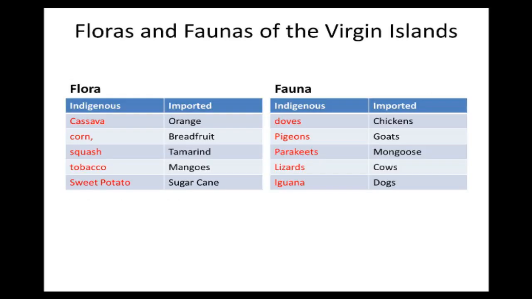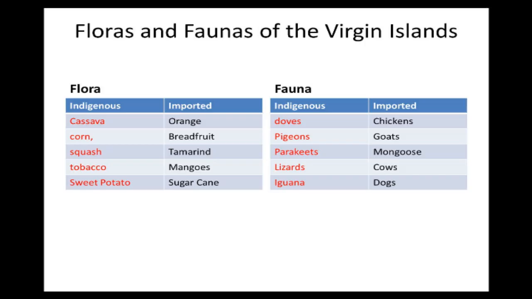Floras are plants and faunas are animals. In the Virgin Islands, we have indigenous and imported floras and faunas. Indigenous means they have always existed in the Virgin Islands, while imported means they were brought from elsewhere to the Virgin Islands.